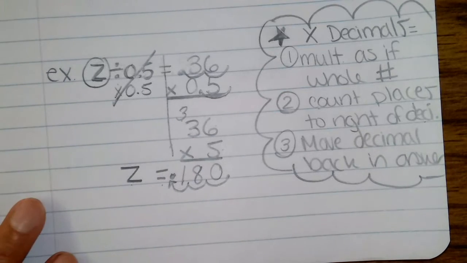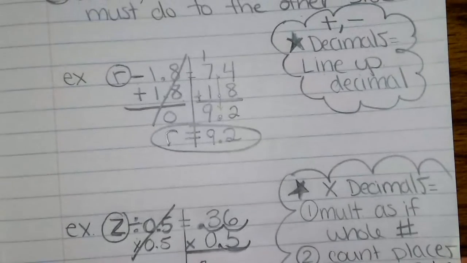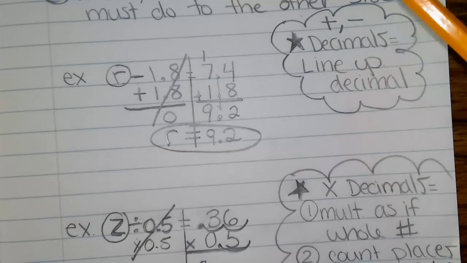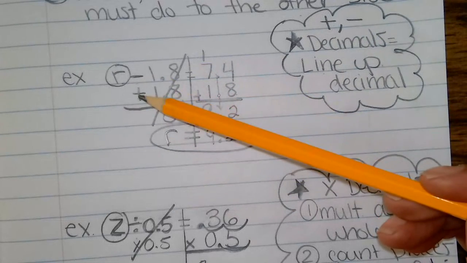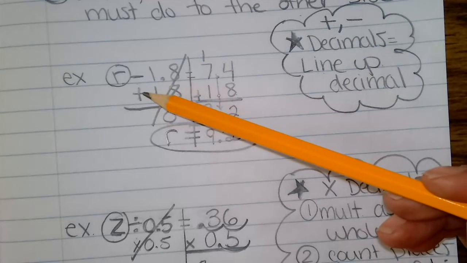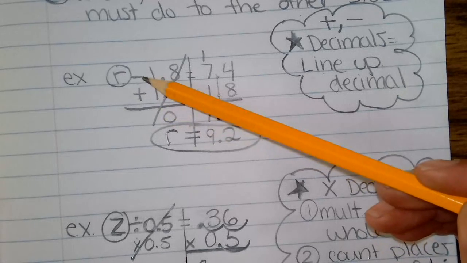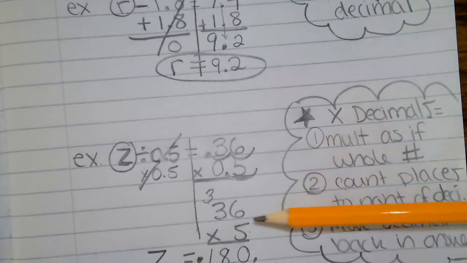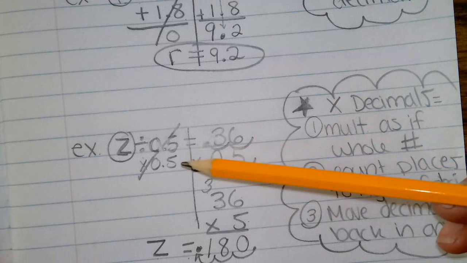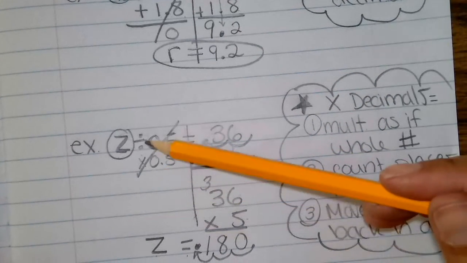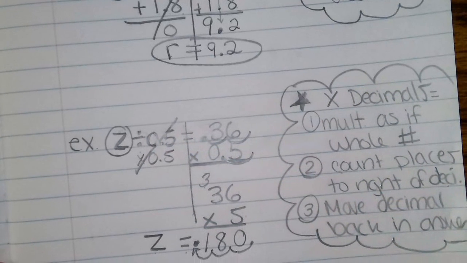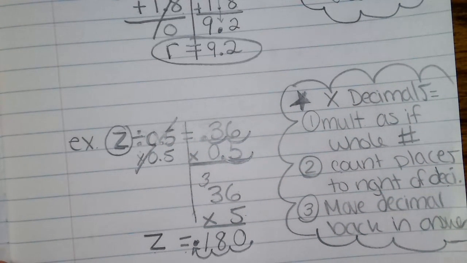So your task is going to be to focus on adding and subtracting decimals. Okay, make sure you do the opposite, the inverse operation of what is given, and multiplying and dividing decimals. Make sure you do the opposite of what is given. And if you need help, please ask for it.